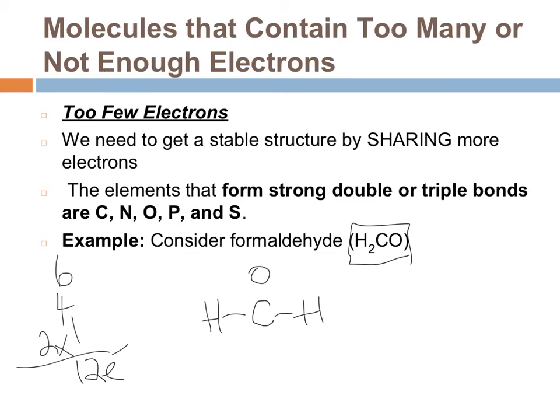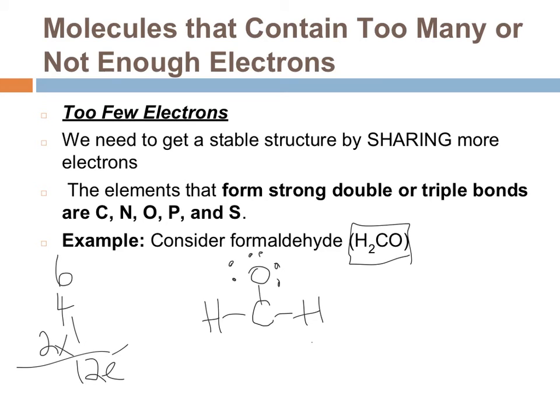Let's create those bonds first. So that uses up 6. Now hydrogen has a full valence already. Remember, they only need 2 to fill their valence. So we'll fill oxygen. Okay, and if we take a step back and look at this, we've now used 12 electrons in our structure. So we don't have any more to put on carbon, but carbon's octet is not satisfied yet.